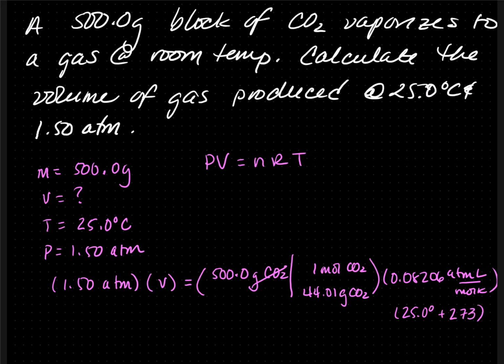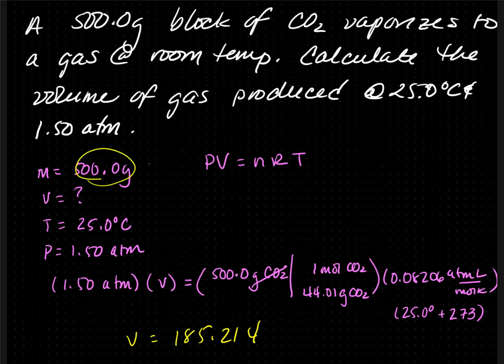If you are struggling with math, do all this math separately and then plug it into the equation. So you're going to multiply all the right side after you do the work inside the parentheses first, and then divide by 1.50. So V equals 185.214. Now I'm going to go back and do sig figs.